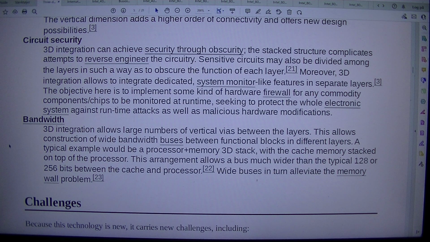Bandwidth. 3D integration allows large numbers of vertical vias between the layers. This allows construction of wide bandwidth buses between functional blocks in different layers. A typical example would be a processor and memory 3D stack, with the cache memory stacked on top of the processor. This arrangement allows a bus much wider than the typical 128 or 256 bits between the cache and processor. Wide buses in turn alleviate the memory wall problem.